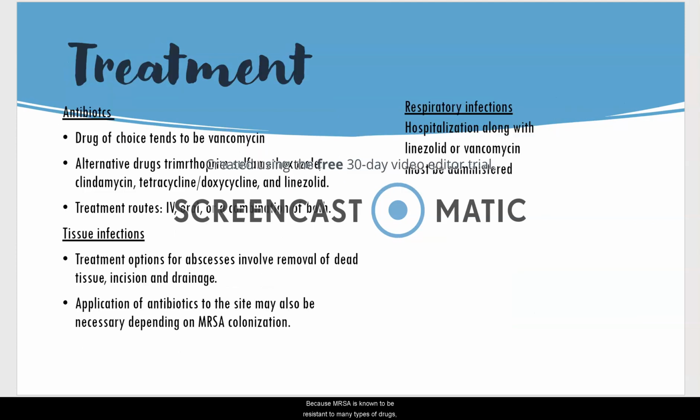Because MRSA is known to be resistant to many types of drugs, the drug of choice to treat MRSA tends to be vancomycin. Routes of administration for antibiotics can be varied, but usually are given via IV, oral, and/or a combination of both depending on the circumstances of the patient. For topical infections, treatment options include removing infected tissue, incision and drainage of the infection, and application of antibiotics to the infected site. Internal localized infections such as respiratory infections require hospitalization and intensive care to combat the disease.